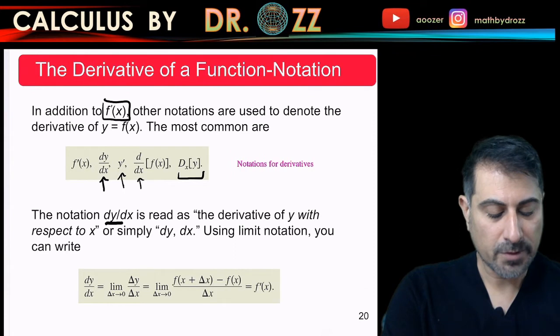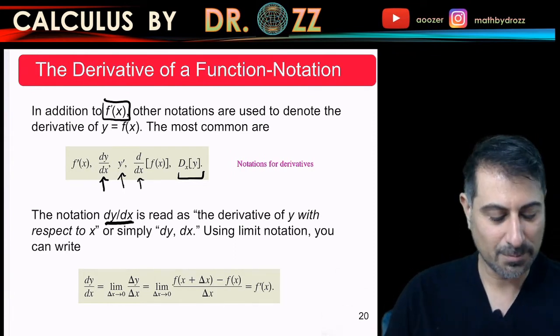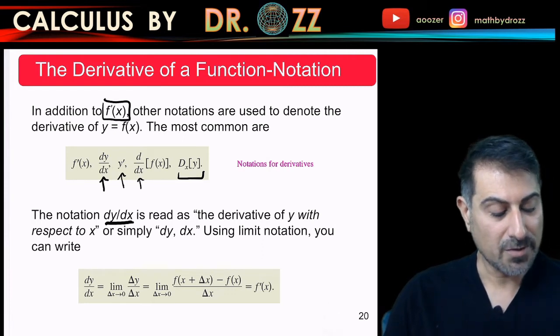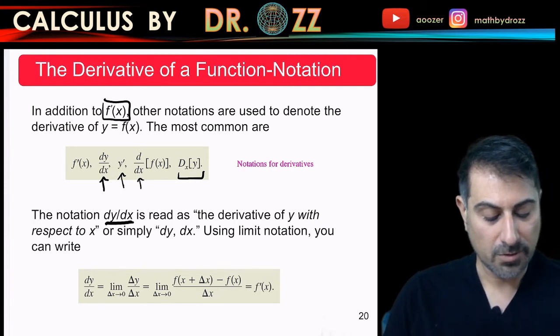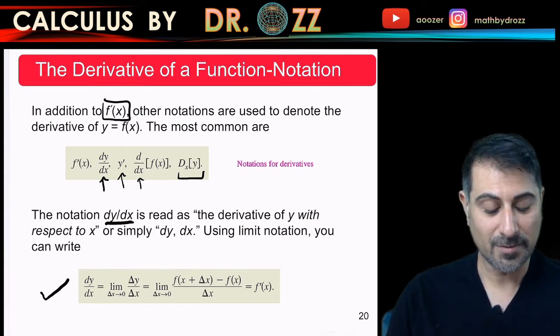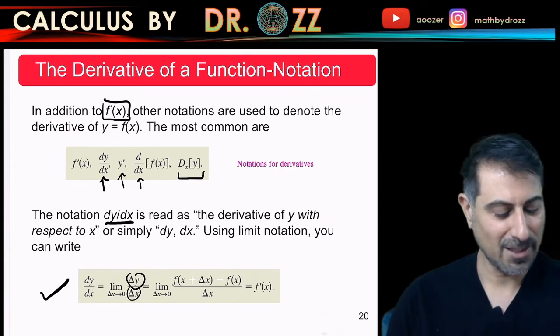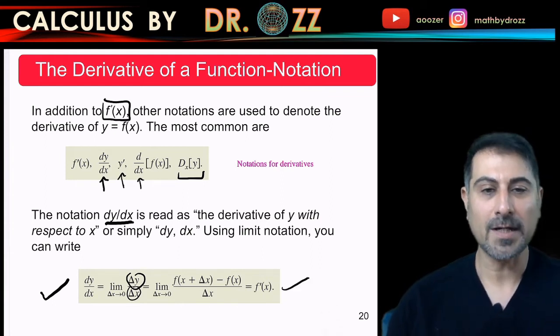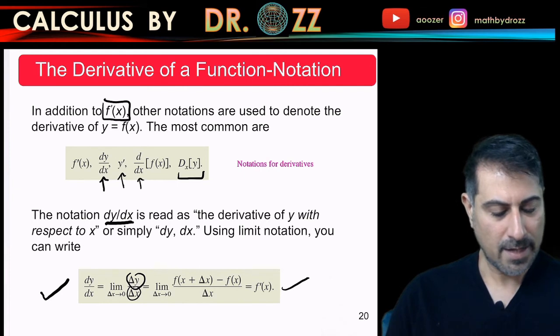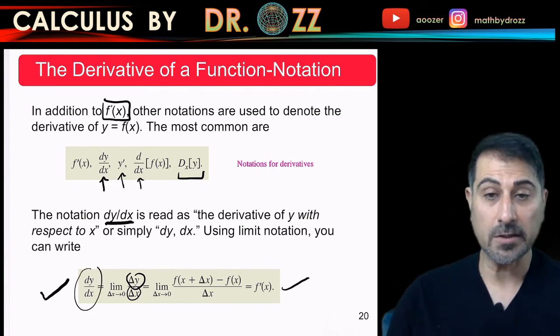And now we're going to read dy over dx as the derivative of y with respect to x, or simply dy over dx. And using the limit notation, we can also write dy over dx as the limit as delta x approaches 0 of delta y over delta x. So deltas turn out to be d's after you pass the limit, and these are all represented by f prime of x.